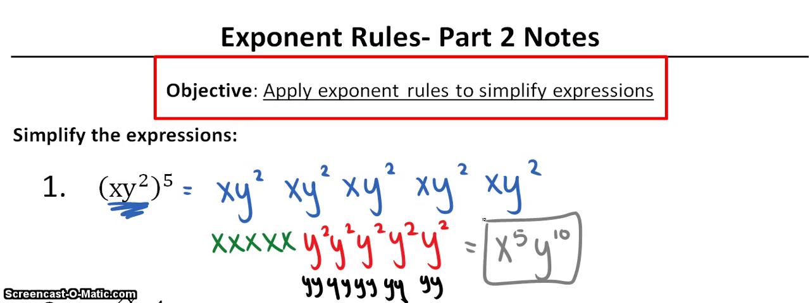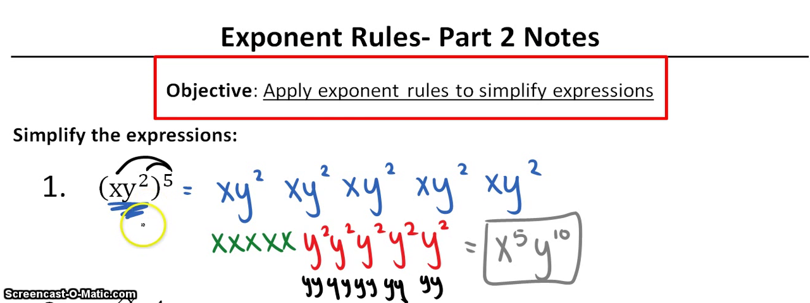The reason exponent rules are so wonderful is because this took us a long time, and the exponent rule takes a very short time. So this is when you have 2 different bases raised to a power. So this is the expanded or distributed rule, where all I have to do is distribute the 5 to both bases, the x and the y.